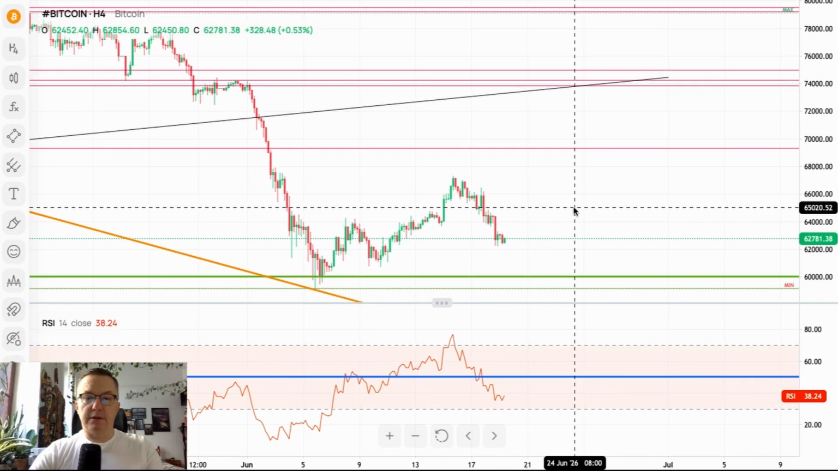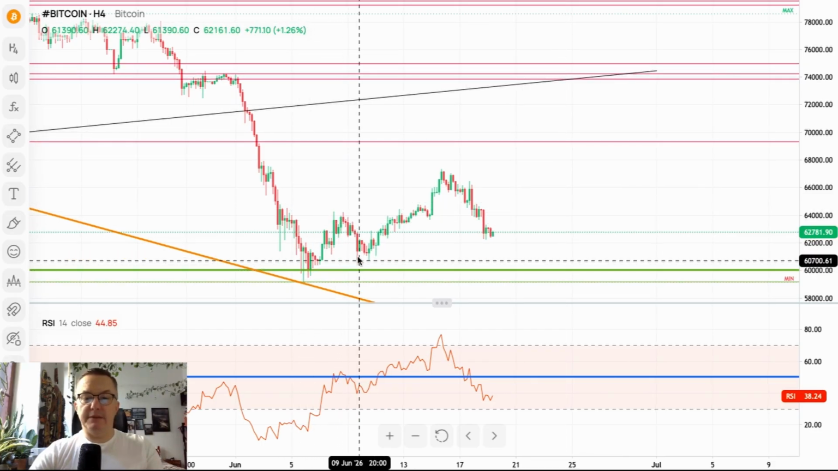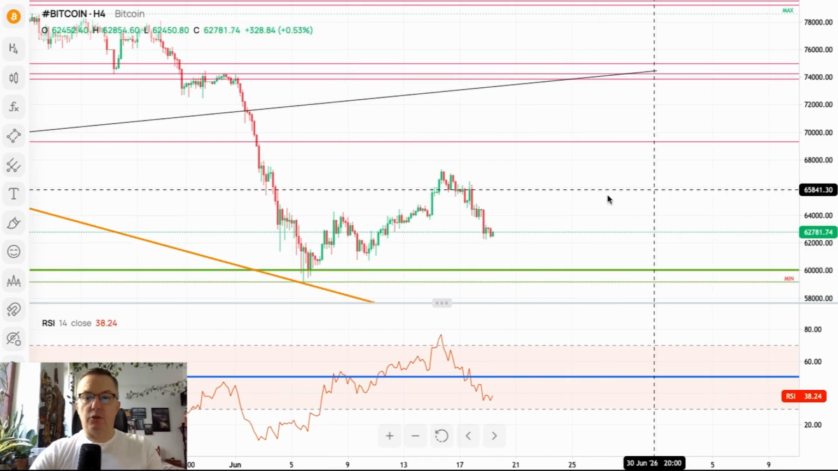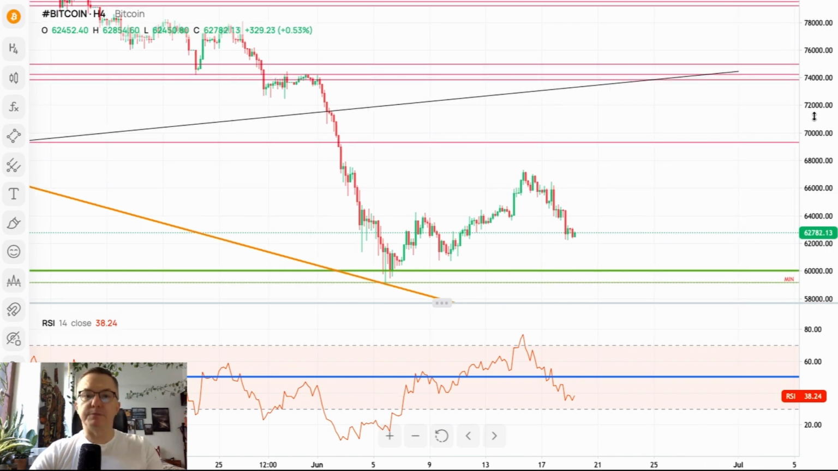Nothing right now, no clues that this movement to the downside has been terminated or is about to reverse. Quite the opposite, it still looks like Bitcoin is under bearish pressure and should continue lower unless this area here, 74,000, is clearly violated.